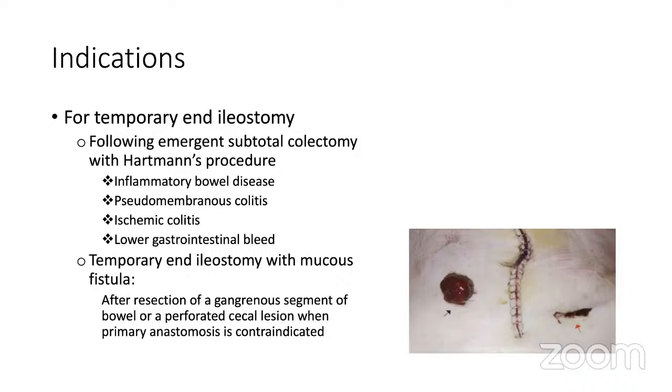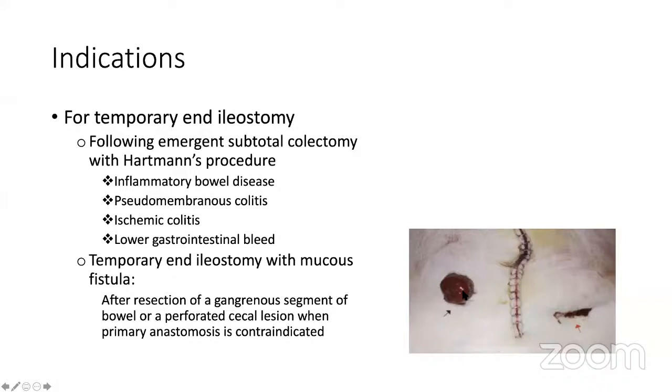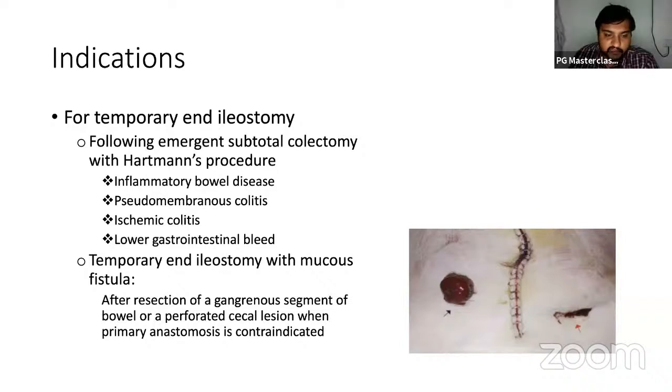Temporary end ileostomy with mucous fistula is a second option, in which after resection of a gangrenous segment of bowel, the distal part of the colon is viable. So we can bring the colon out as shown in the figure. On the left side with the red arrow mark, there is a mucous fistula which drains only mucus. And the one with the black arrow is a distal end ileostomy. It is done in cases where there is an extensive gangrenous segment of bowel which has to be resected, or there is a perforated cecal lesion in which primary anastomosis is contraindicated.